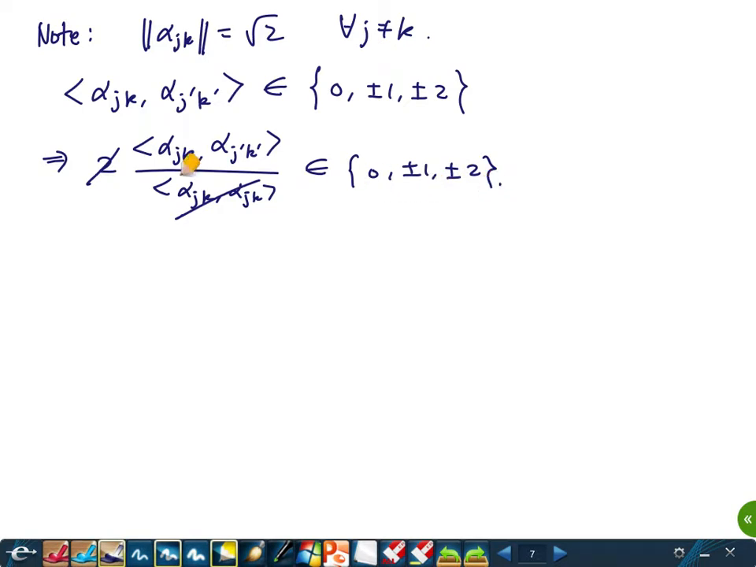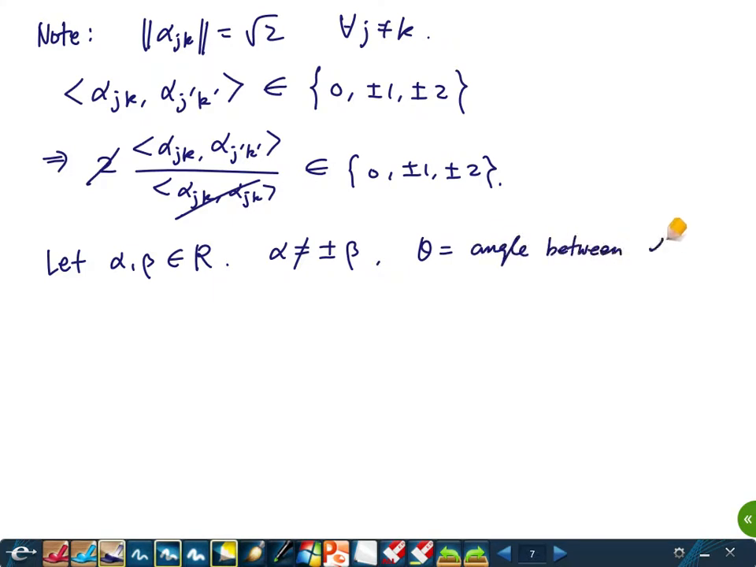Okay, then let's see what this is. Let alpha, beta be roots in our type A root system. Suppose that alpha is not a multiple of beta, because it is clear that it's just opposite or the same. Let's assume that they are not. And let's say theta is the angle between alpha and beta, like this. I should draw them with the same length because they are really of the same length. So the situation is like that.